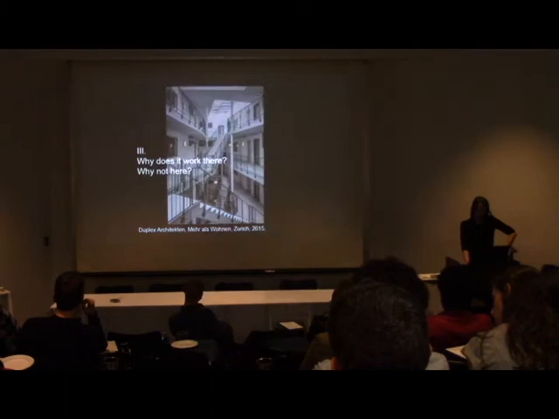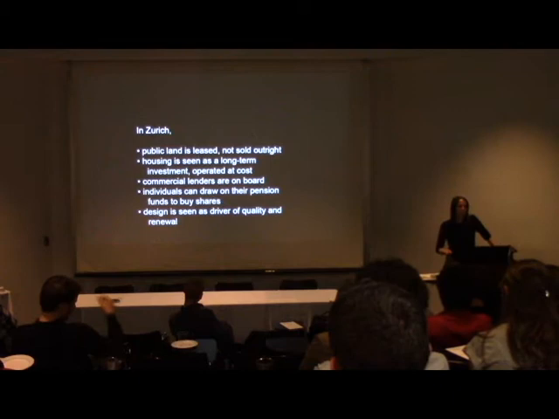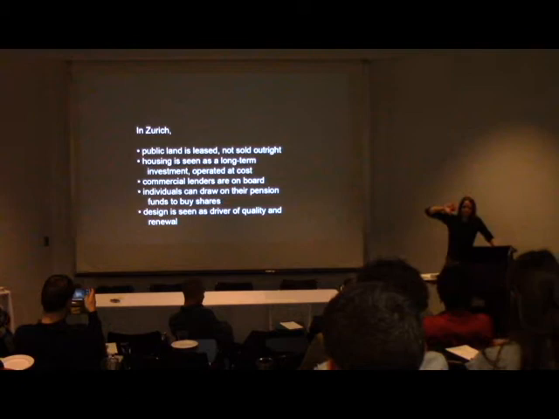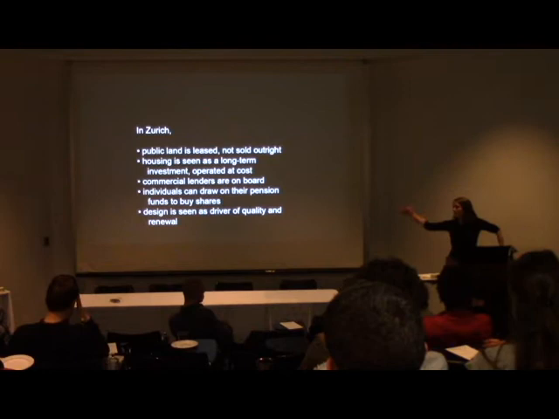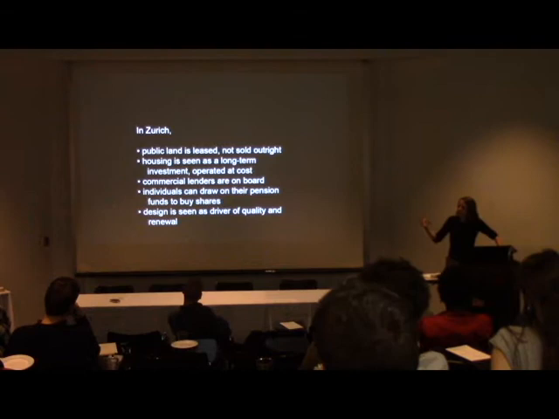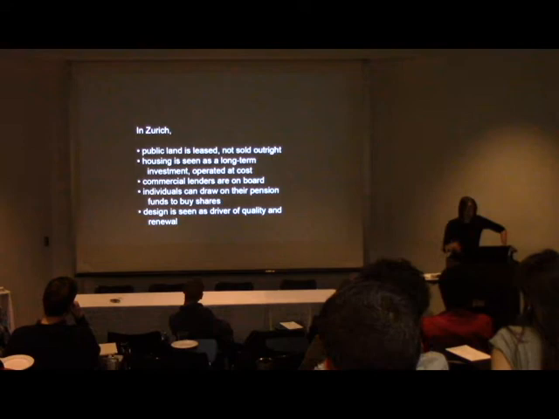So why does it work there and why not here? In these examples in Zurich, the land is generally in public ownership, and it's leased and not sold outright. So what New York City did with all that housing and real estate that it got in the 70s, New York City wanted to put right back into private ownership as quickly as possible to get it onto the property tax roll, because that's the main source of revenue. In Zurich, they're leasing it, 99-year leases, and the cooperatives that are built there pay a fee. It's not as if they get it for free, but it doesn't have the same status as property tax here. Housing is seen as a long-term investment operated at cost, not to make profit.